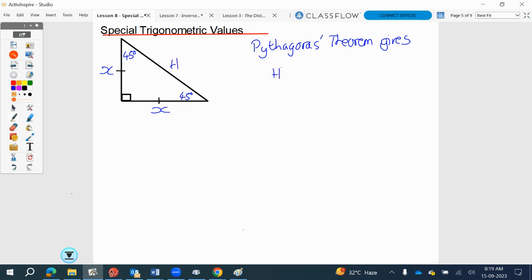So the hypotenuse squared is going to be equal to x squared plus x squared. This means we've got 2x squared equals h squared. So h is going to be equal to x root 2. So I've got the side here now. This is x root 2.